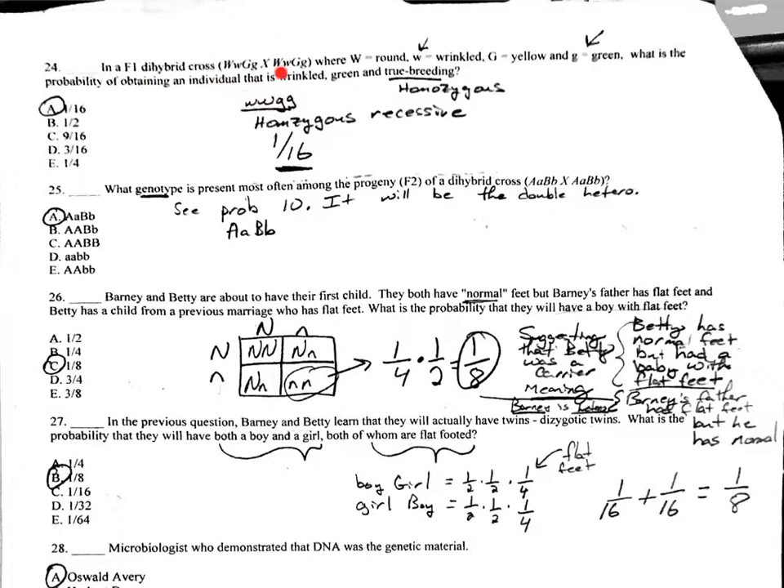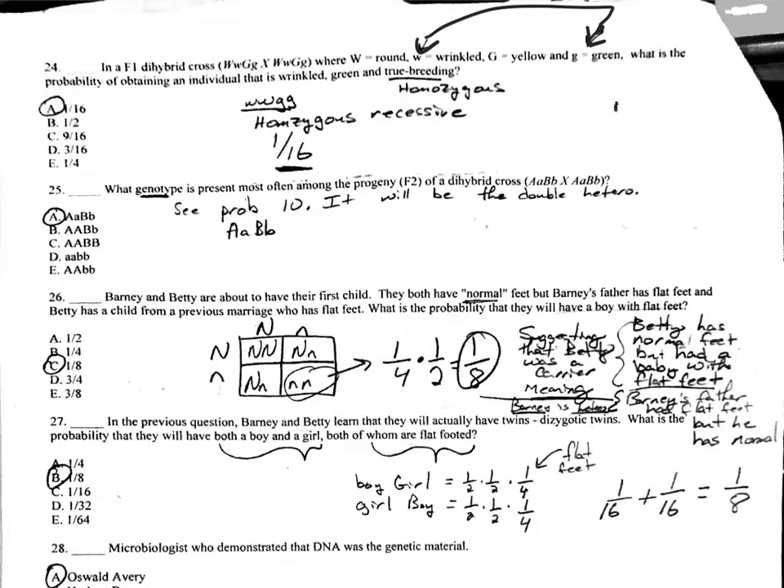Okay, so let's take a look now at the F1 dihybrid cross. So there's the dihybrid cross again, where big W is round, little w is wrinkled, big G is yellow, little g is green. What is the probability of obtaining individuals that are wrinkled and green, true breeding? What does that mean? Good. I'm glad somebody admitted it, because I know that a bunch of you don't know because you got the answer wrong. What does that mean? No, it means it's not hetero, it's homo. Homozygous. And wrinkled and green is what? Recessive. You see that? So they're recessive.